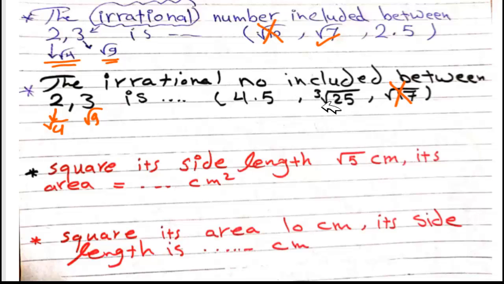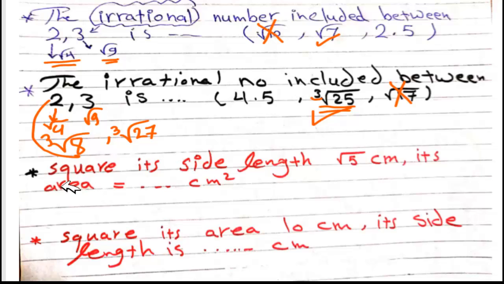Let's think about this. But here it is a cube root. So, you know, the cube root of 8 is 2, and the cube root of 27 is 3. 3 by 3 by 3 is 27, and 2 by 2 by 2 is 8. Is 25 between 8 and 27? Yes, between them. So it is the right answer. And 4.5 is a rational number, so I can't take it.